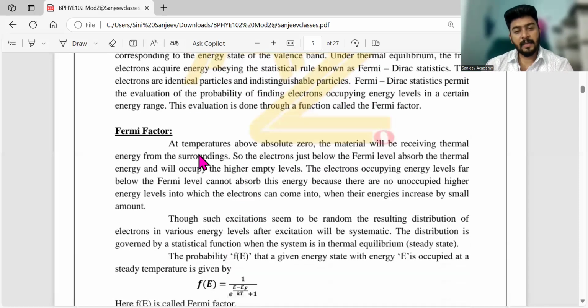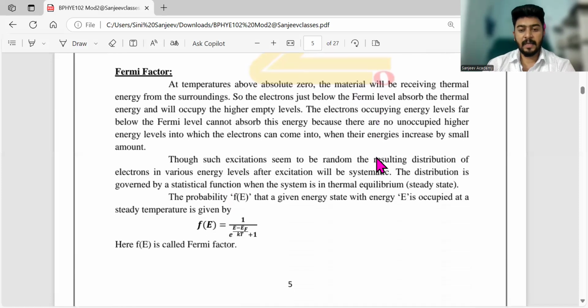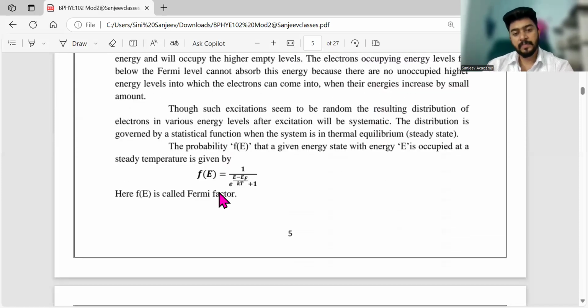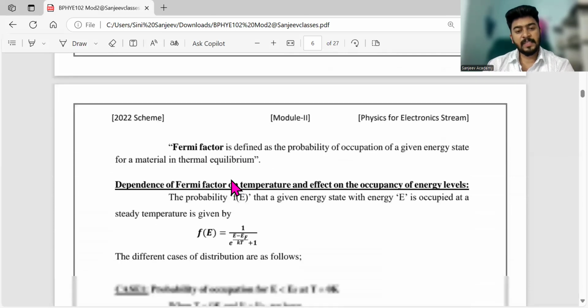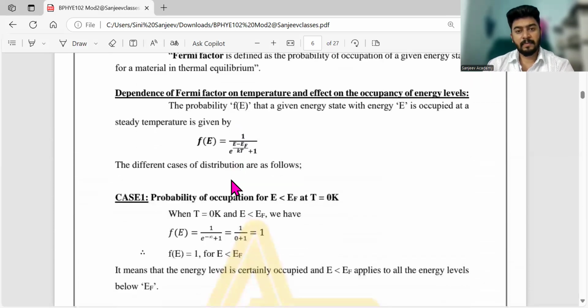Fermi factor. At temperature above absolute zero, the material will be receiving thermal energy from the surroundings. So the electron just below the Fermi level absorbs the thermal energy and will occupy the higher empty levels. That probability is given by F of E, called the Fermi factor, F(E) = 1 / (1 + e^((E - EF)/KT)). This is basically the probability. Then dependence of the Fermi factor at various levels.